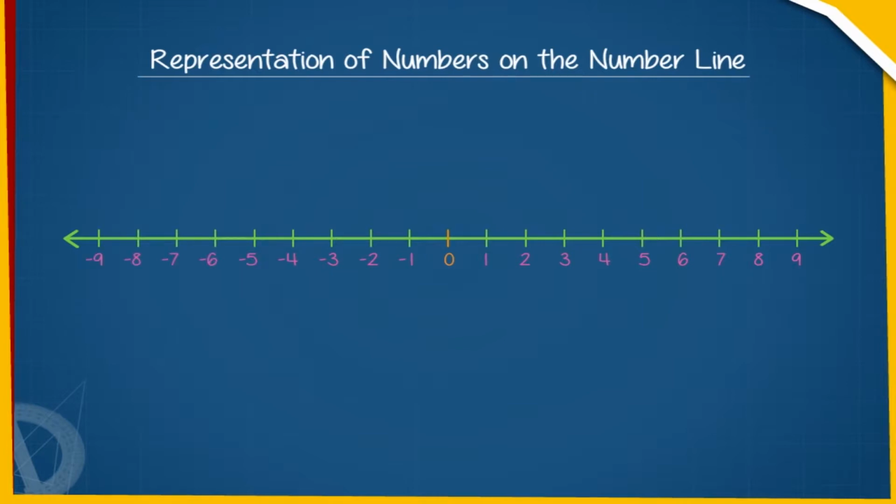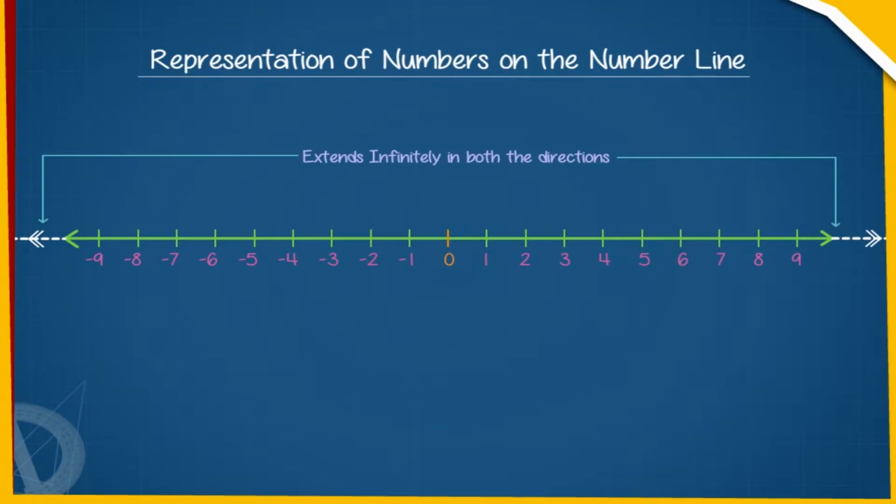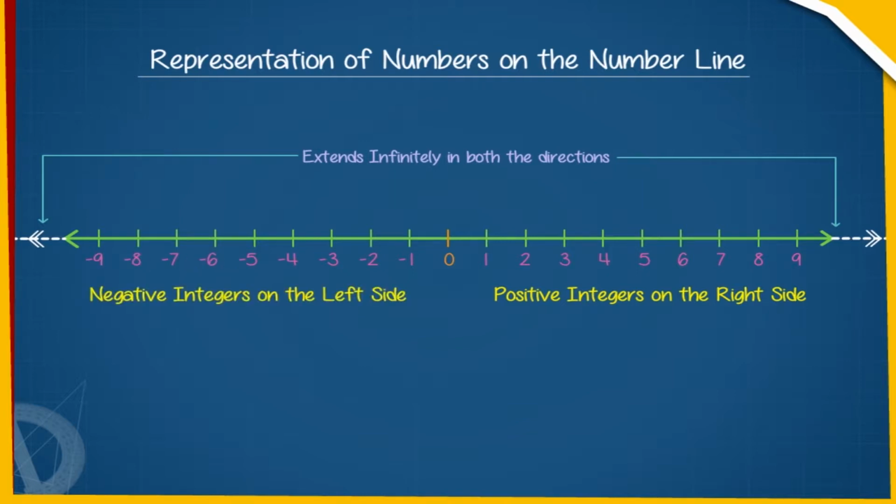This is a line that extends infinitely in both directions, with the number 0 in the middle. The positive integers 1, 2, 3, 4 and so on are on the right side, while the negative integers minus 1, minus 2, minus 3, minus 4 and so on are on the left side. The numbers marked on this number line are called integers.